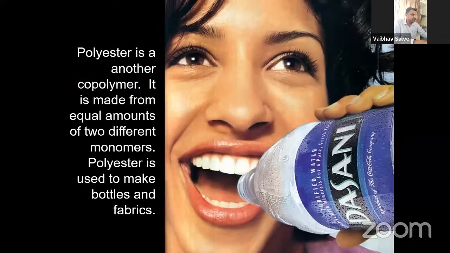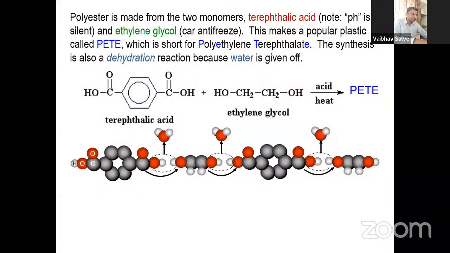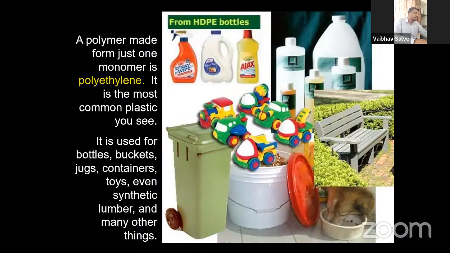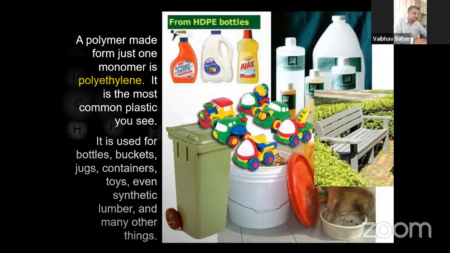Another example of polymer is polyester, which is used to make bottles, fabrics, etc. Polyester is also a copolymer, which is made from terephthalic acid and ethylene glycol. Ester groups are formed in the reaction, hence it is known as polyester. Another polymer is polyethylene. Polyethylene is an example of homopolymers. Homopolymers means polymers formed using a single monomer. Polyethylene can be used to make bottles, buckets, jugs, containers, toys, and many other things.